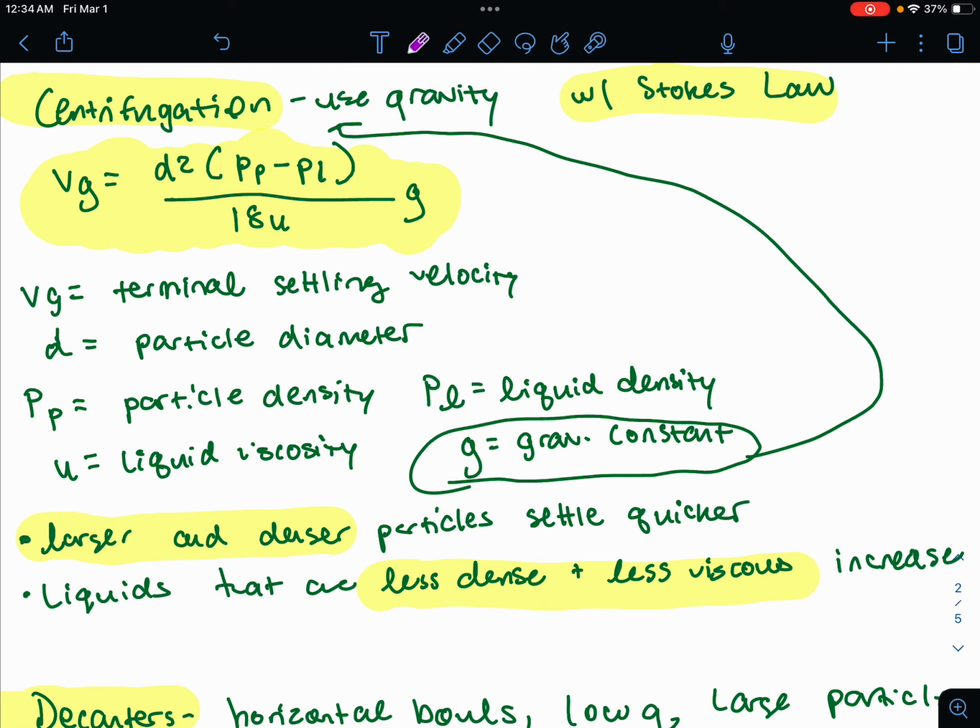Let's look at centrifugation. This is when the particles are going to be removed by increasing the gravitational force. You're going to be using gravity. With centrifugation, you're going to be using Stokes' law. Another equation here. Okay, let's rewrite it.